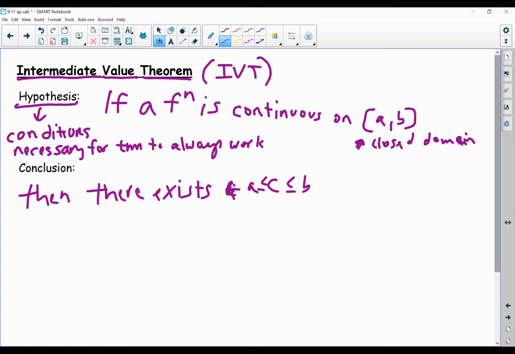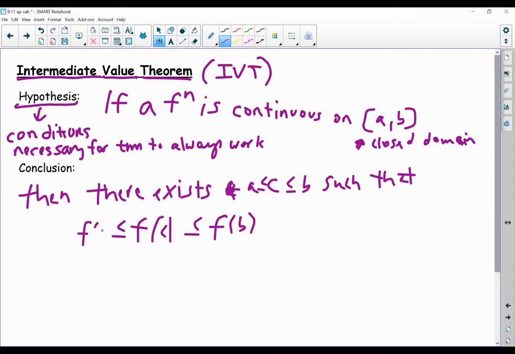There exists a C between A and B such that f of C is between f of B and f of A. Okay, so there exists a point C where C is between A and B such that f of C is between f of A and f of B. So in layman terms, what this means is if a function is continuous on a closed domain, then we can guarantee all the heights exist between the heights of the endpoints.